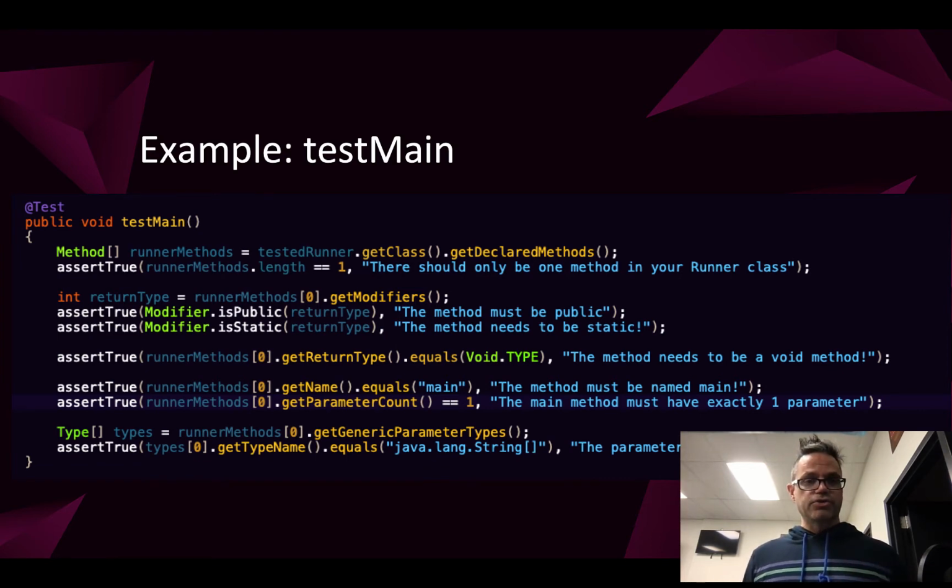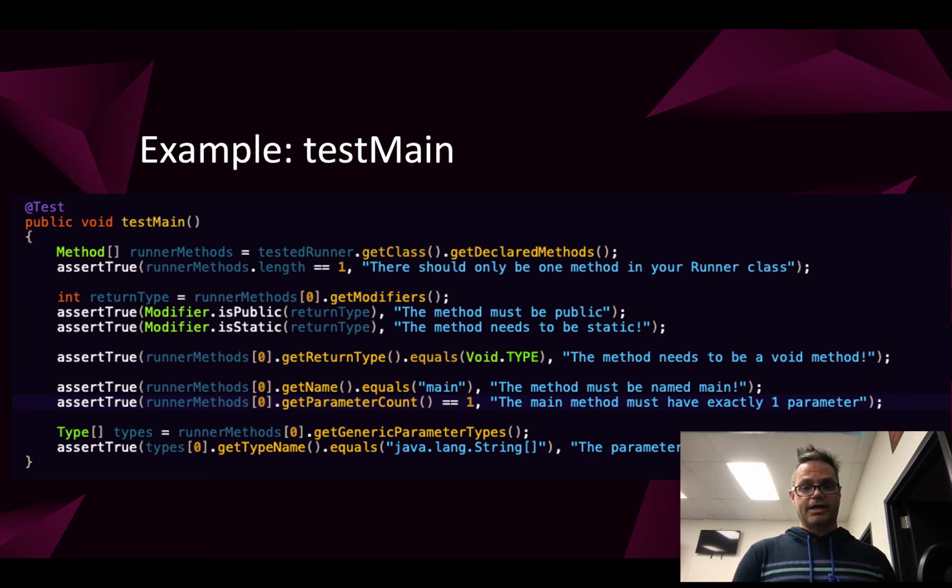And so I want to assertTrue that the runnerMethods.length is one. I only want one method inside my runner class, and that's all it should be. And then I do int returnType as runnerMethod[0].getModifiers(). So I'm going to get the modifiers that exist on that method. The first thing I'm going to do is ask Modifier, hey, is this a public method? And it should be true. And hey, Modifier, is this a static method? Why, yes, the main method should be static. So public static, great.